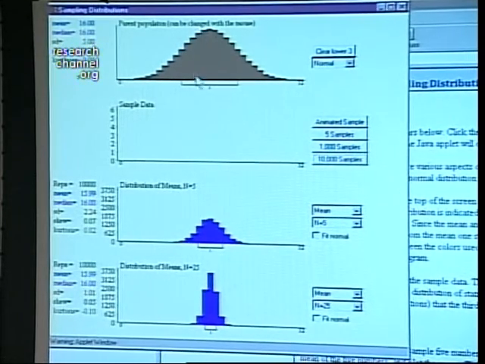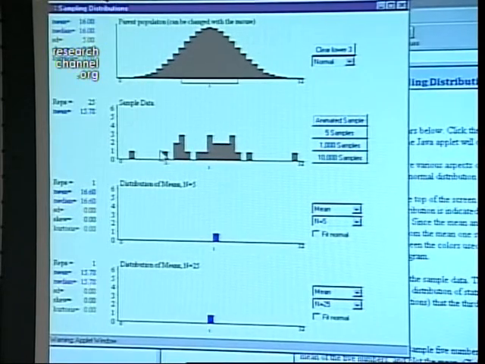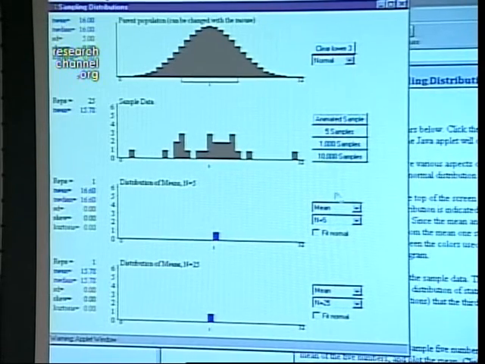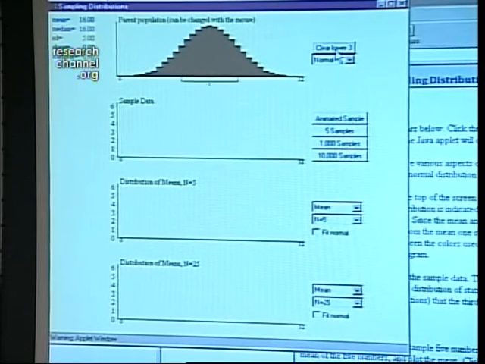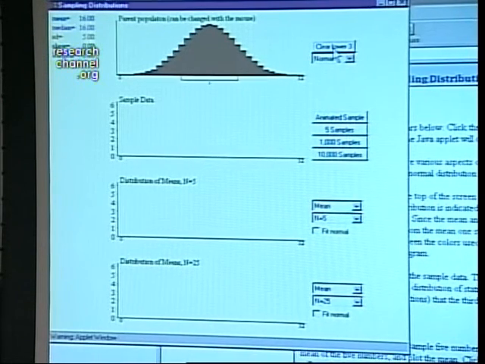So what are the differences in the distributions here? This one was the population. If we had cleared this and we just took one sample, this is the distribution of the sample. And what we had on the bottom two were the distributions of the means. Does that make sense?